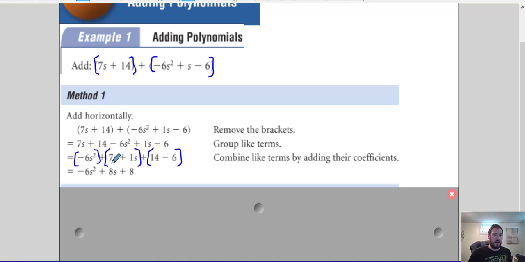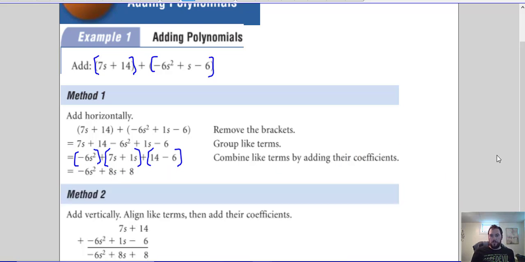And then finally, my last step is to do the addition. So I have negative s squared. There's no other s squared, so that's just negative s squared. I have 7s plus 1s, so 7 plus 1 gives me 8s. And I have 14 minus 6, so 14 minus 6 is 8. So there's my result.